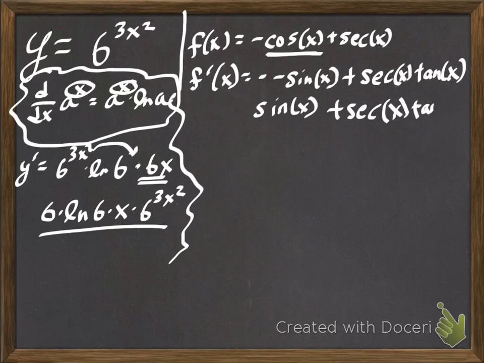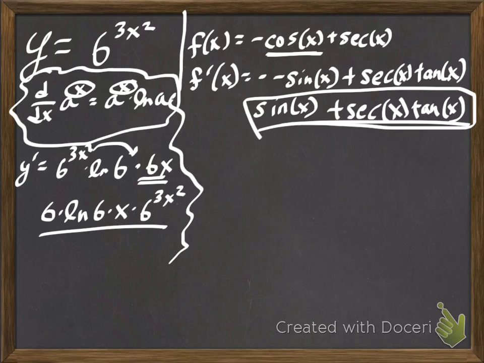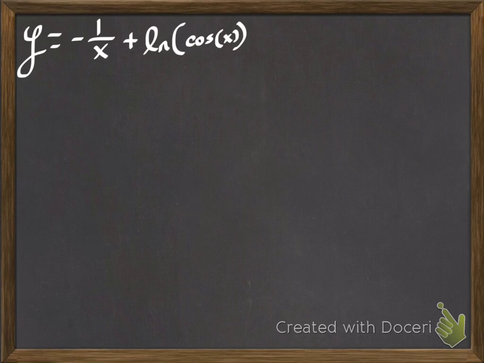There might be some way to simplify this using some trig identities. I'm not sure off the top of my head, but again, it's the derivative I'm more concerned about rather than the minutia of simplifying it. I have one more on the next page.